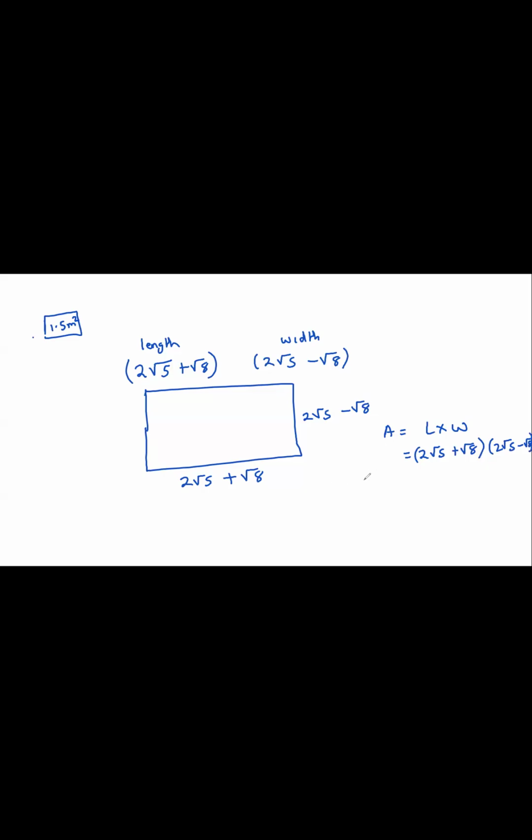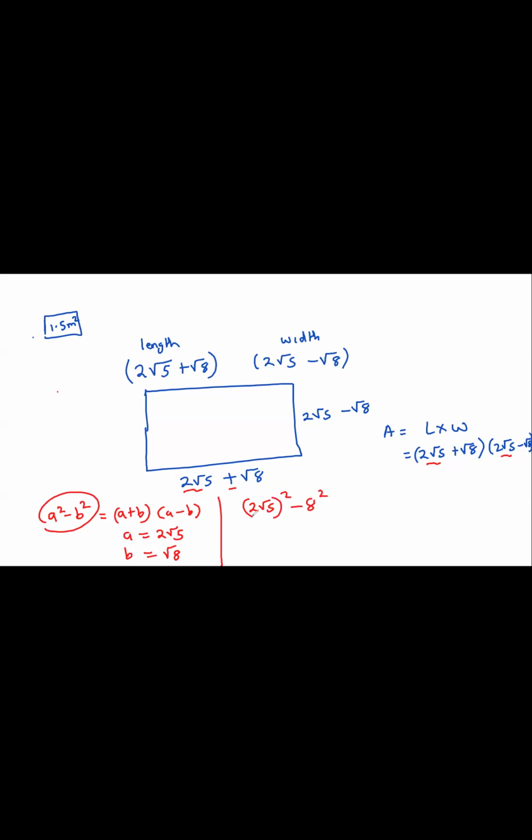Now, those who have a keen eye can notice that this is a difference of two squares. The first term is the same, 2 root of 5, and only the sign is changing. So you could use the difference of two squares: a squared minus b squared is equal to a plus b, a minus b. Here a is 2 root of 5 and b is root of 8. When you substitute, you'd have 2 root of 5 squared minus root of 8 squared.